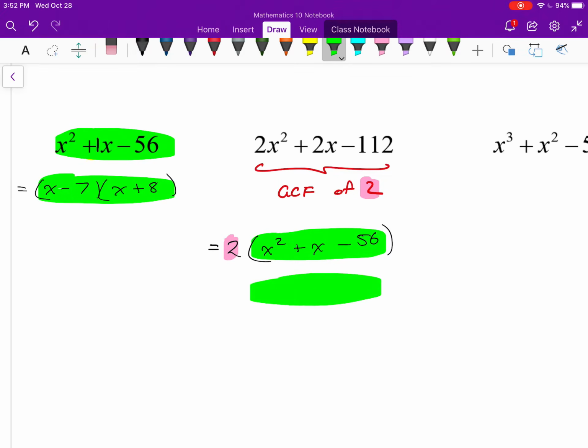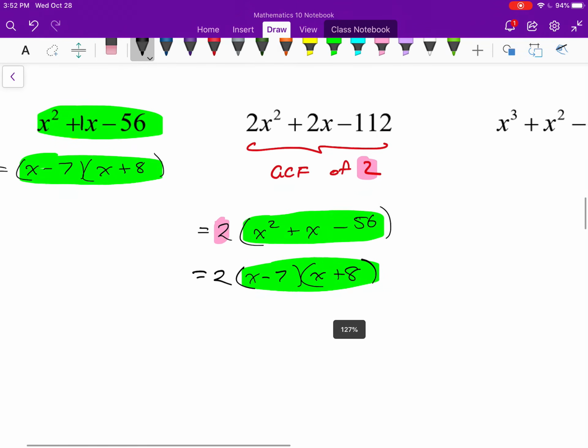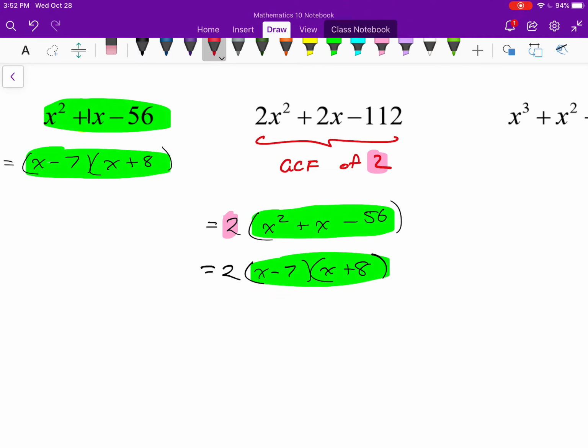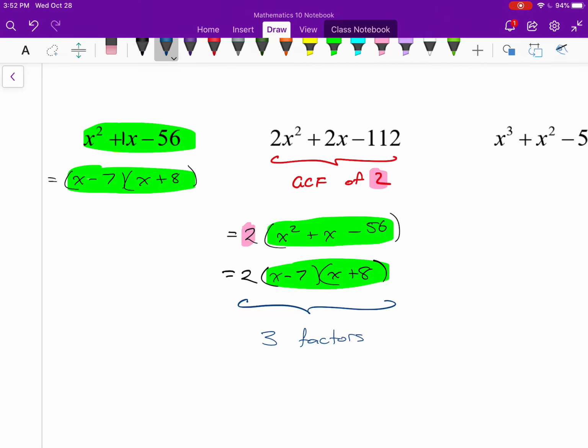So I can then finish this last step off right here by saying 2 times those same two factors, x minus 7 times x plus 8. So notice this particular trinomial ends up with 3 factors. And yes, most of what we're looking at today ends up with 2 factors, but this has 3. 2 is a factor, x minus 7 is a factor, x plus 8 is a factor. And again, all 3 of these relate somehow back to this one right here.